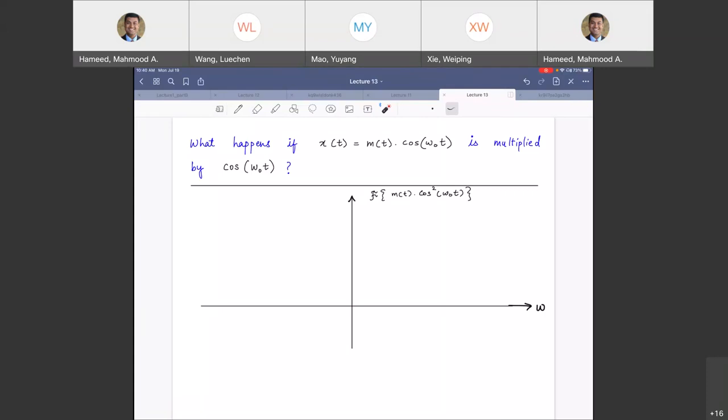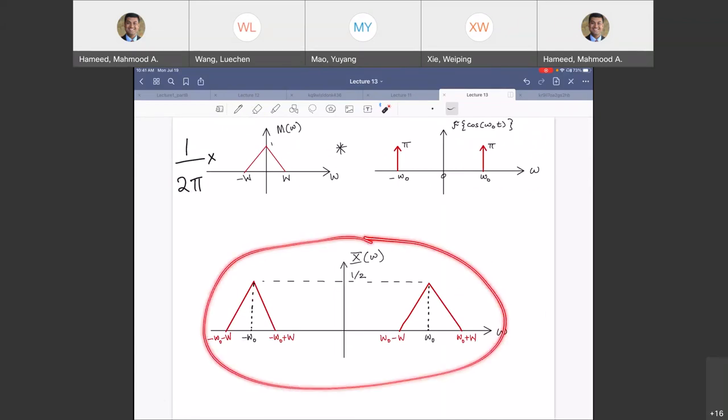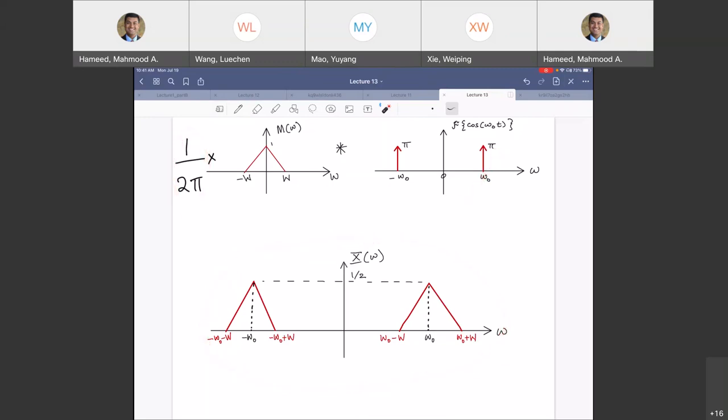Now the next question is, what is going to happen when you take this x of t and you multiply it with the cosine signal again? Right? So something like this, x of t is m of t cosine. What happens when you multiply with another cosine? So you get what? M of t cosine squared. What would be the Fourier transform of m of t multiplied by a cosine squared look like? Well, m of t cosine looks like this, right? And now you're trying to convolve this guy with this guy again, while including the factor of 1 over 2 pi.